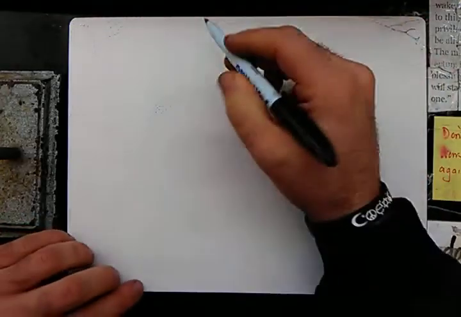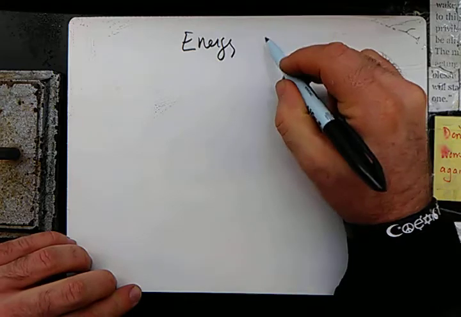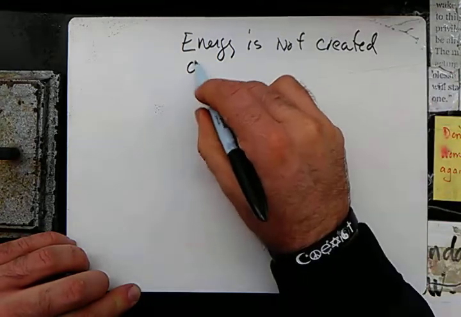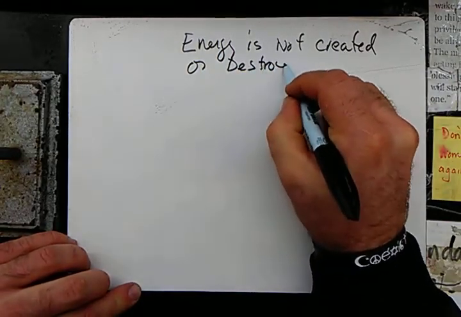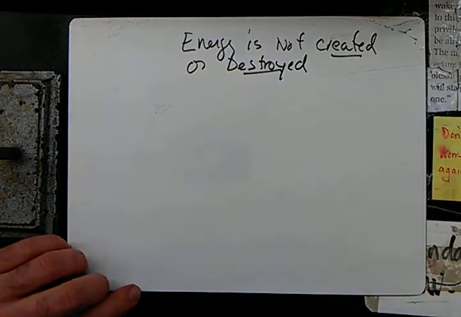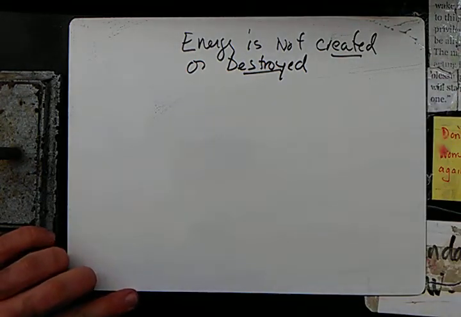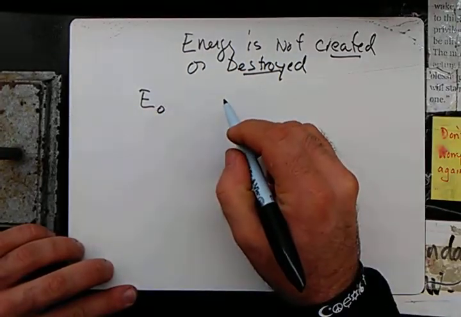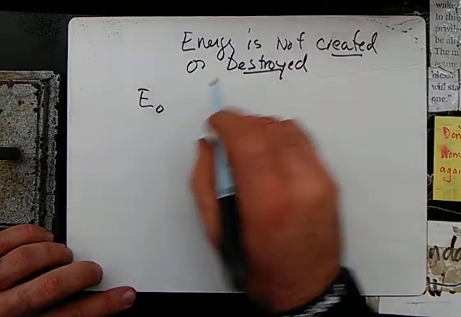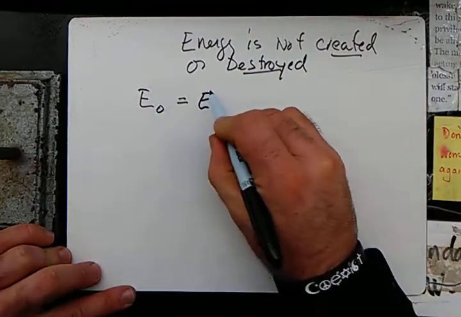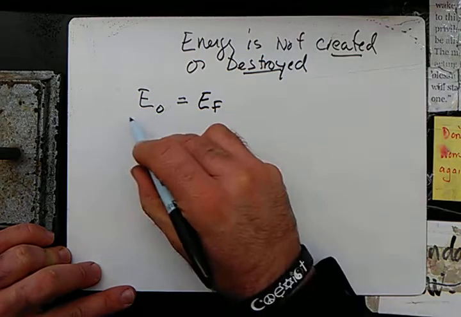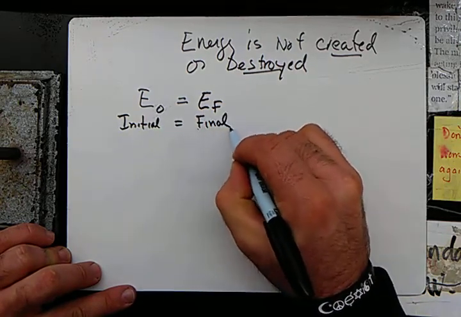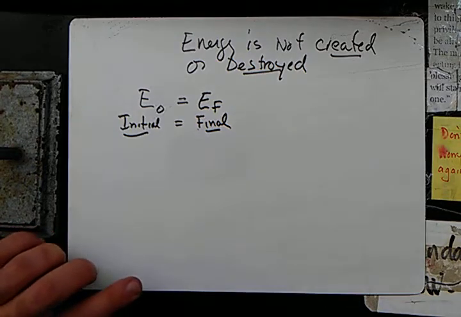So given the concept that energy is not created or destroyed, we can come up with some formulas for this, because I'm just going to say that energy initial, or energy in, equals energy final. Then we'll call this initial equals final. So energy initial is energy final.